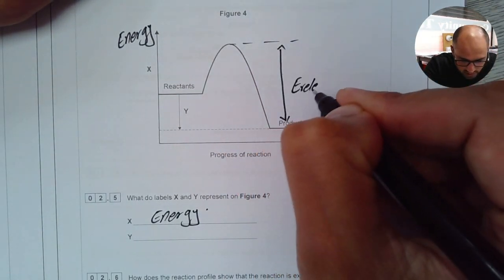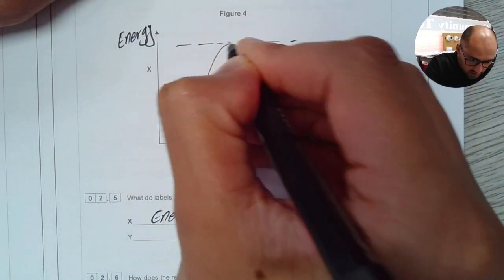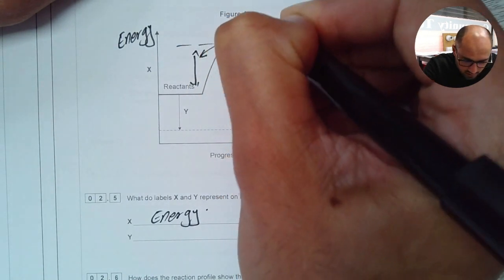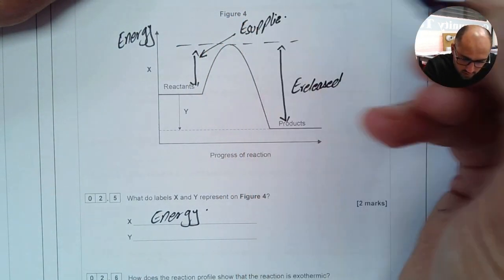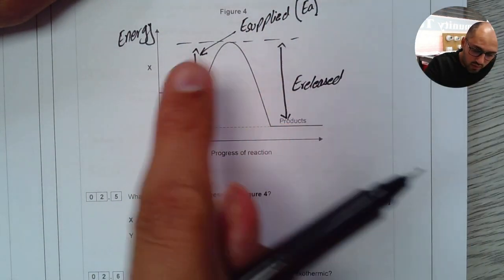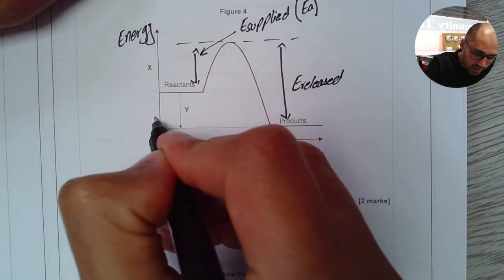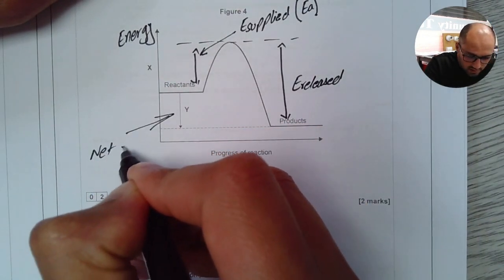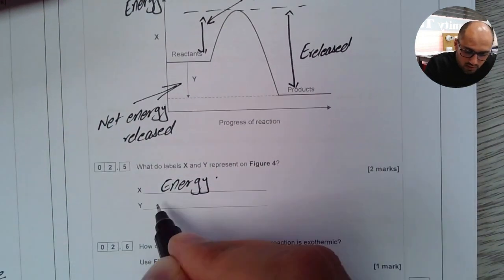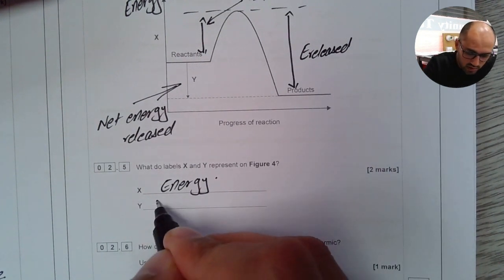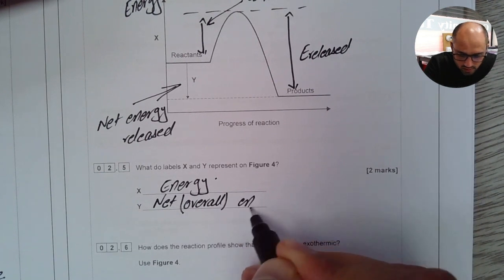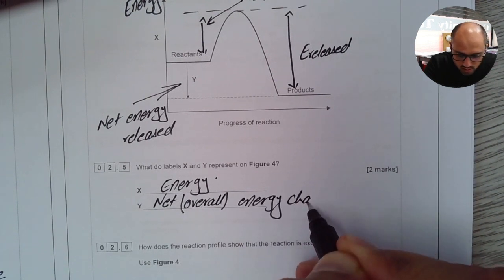And if you remember, recall, this is your E released. And this is your E supplied, also called activation energy. Now this, if I look at it, is the difference of the two. So this is my net energy released. So all I have to say is this Y is representing the net, or you can say overall, energy change.